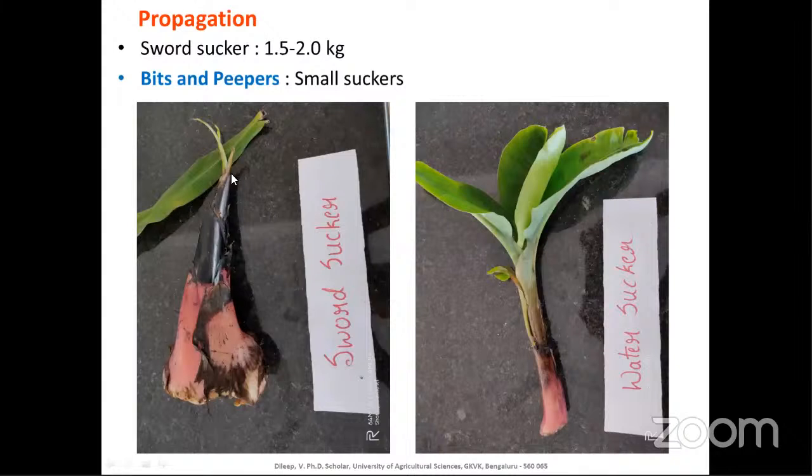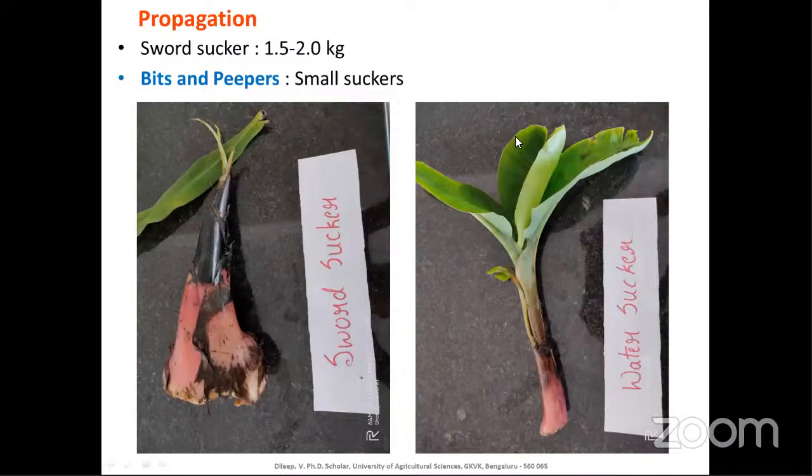So don't be confused. Even if you go to the field, when the leaves are tapering and narrow, the general perception would be that it might be due to disease, but not in the case of this. So this is the clear cut identification of the sword sucker.